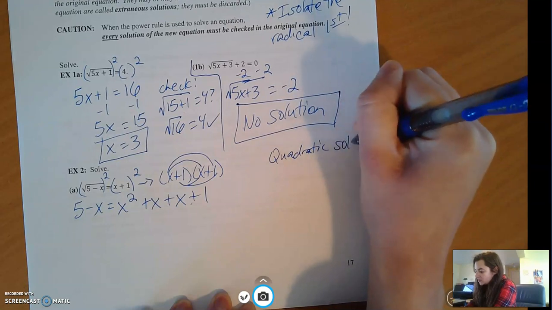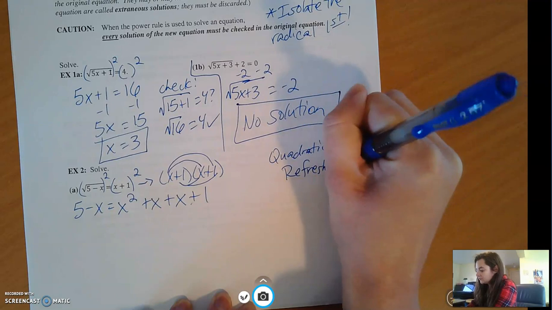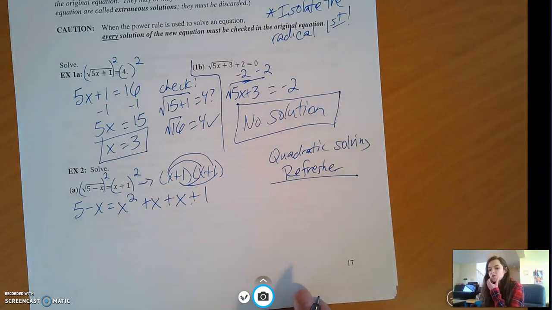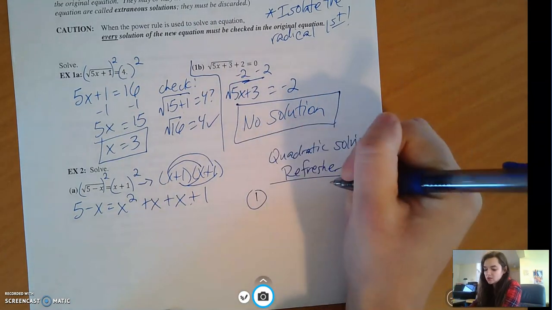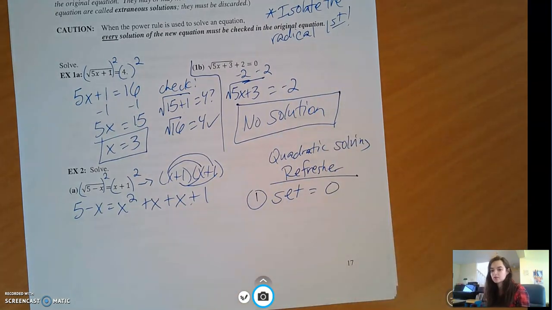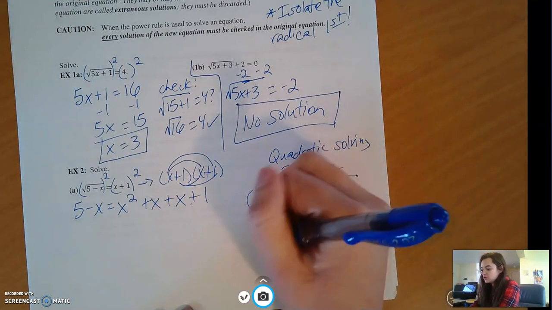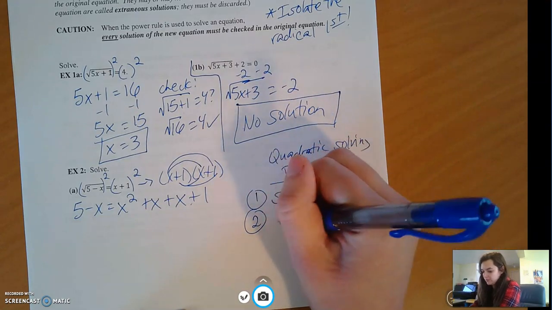Quadratic solving refresher. Okay, so solving by factoring, what you are going to do first is set the equation equal to 0, because then we can use what's called the zero factor property, which says if a couple of things multiply to equal 0, something has to be 0. And so then you make it into a multiplication so that you can use that, which you do by factoring.